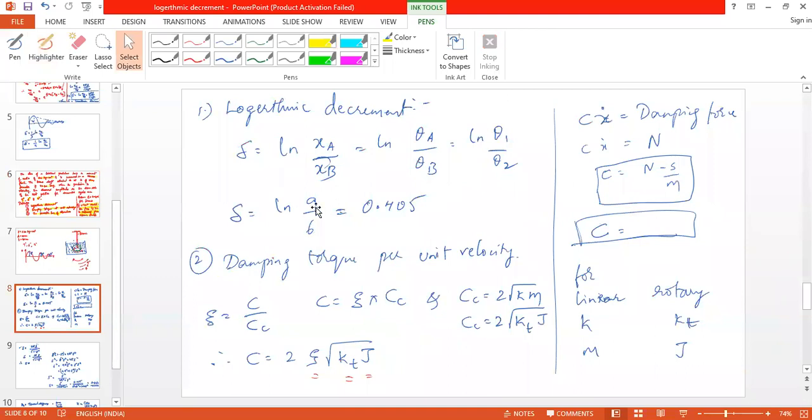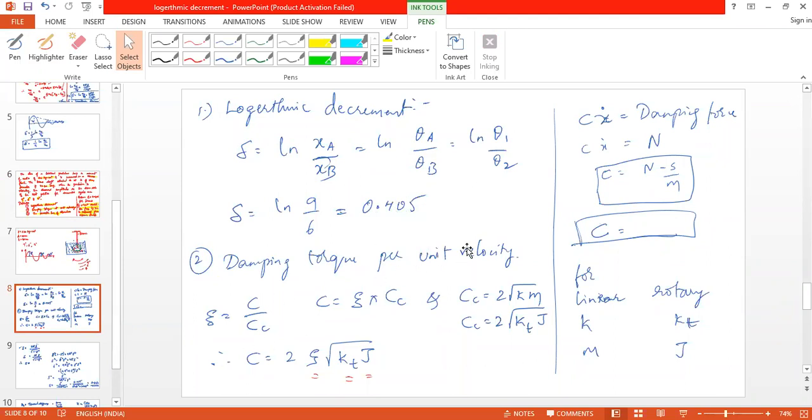For that, to find the logarithmic decrement, we have an equation: delta is equal to natural log of xa by xb, or theta a by theta b, that is equal to ln of theta 1 by theta 2, that is 0.405. That is the logarithmic decrement.